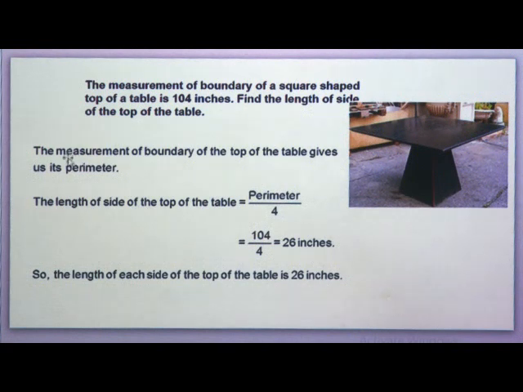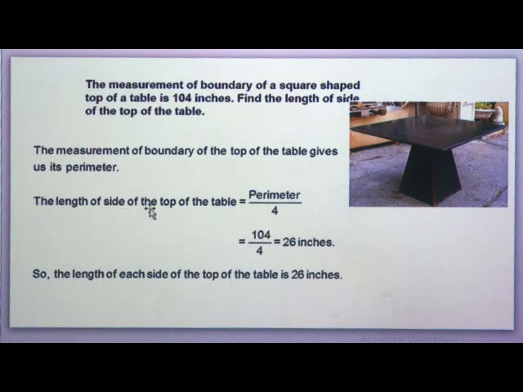What is given to us? The measurement of the boundary of the top of the table is nothing but its perimeter. So, we have to find the length of a side of the top of the table, where the whole perimeter of the table is given to us. We have to find the length of the side. Now, it is very easy, because it is a square. So, all the sides of a square are equal.